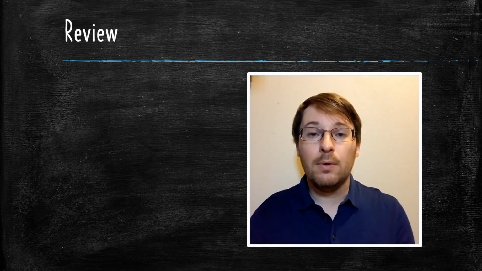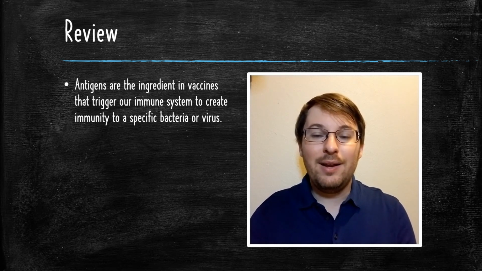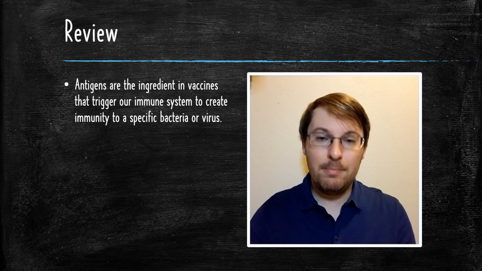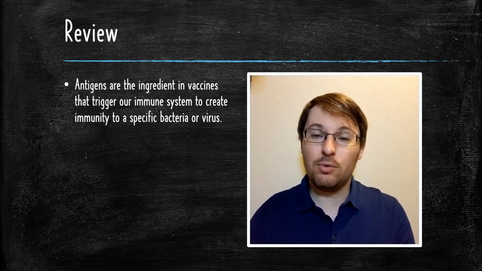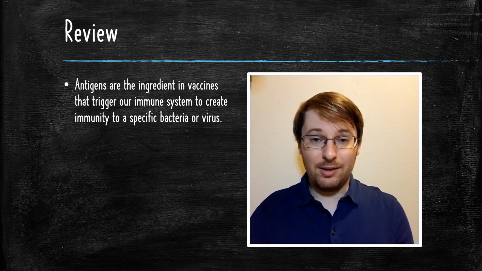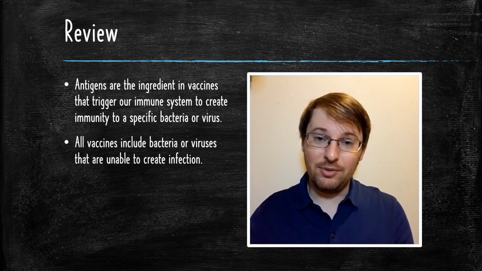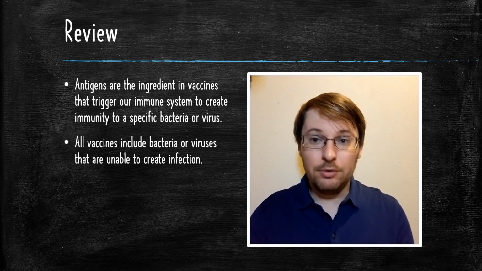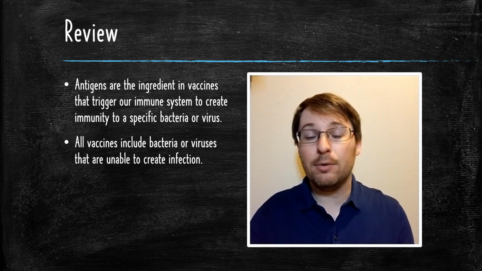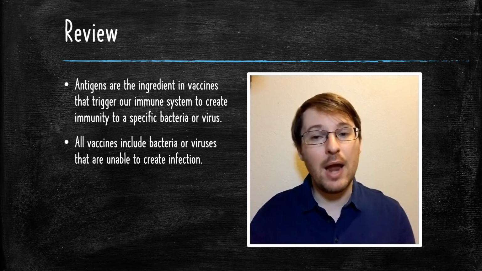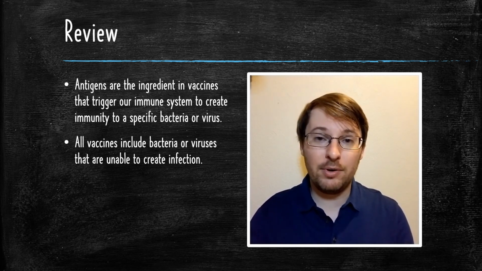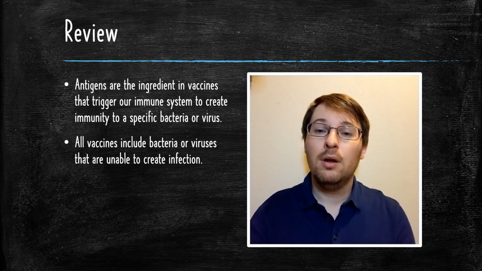So let's review. Antigens are the ingredient in vaccines that trigger the immune system to create immunity for the bacteria or virus we're wanting to protect against. All vaccines include bacteria or viruses that are not able to create infection. They've either been killed or they've been inactivated or broken down in a way that they cannot cause an infection for the bacteria we're trying to protect against, or the virus.